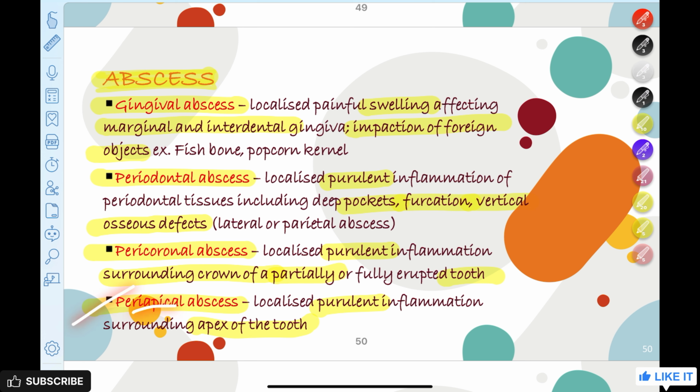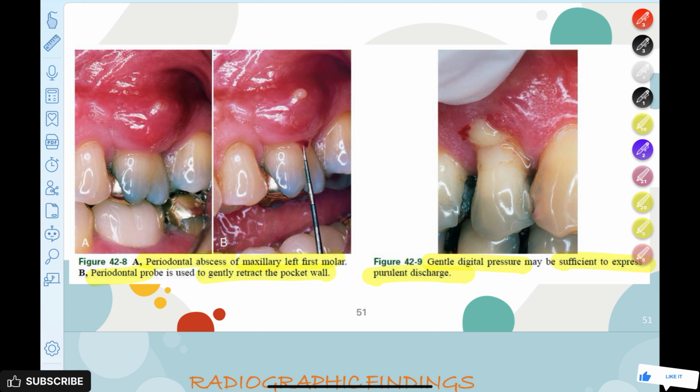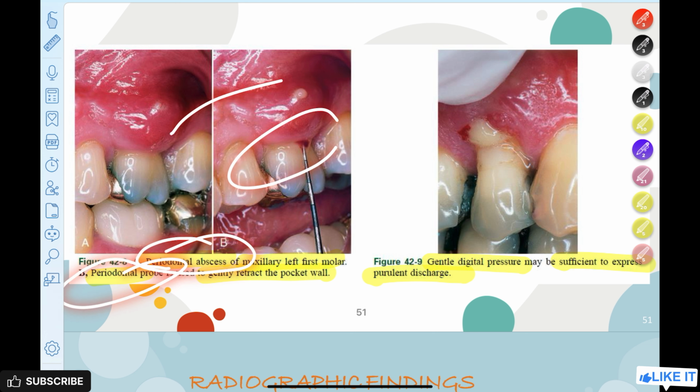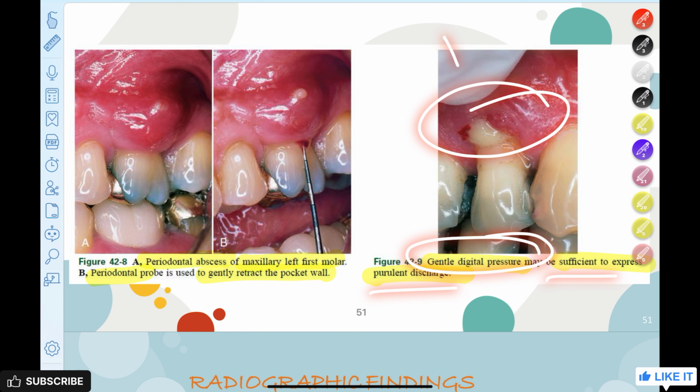Next we have periapical abscess, localized purulent inflammation surrounding the apex of the tooth. It is more commonly seen in endo. So gingival, periodontal, pericoronal and periapical. As you can see, this is the periodontal abscess. Next, we have used a periodontal probe. Gentle digital pressure may be sufficient to express the purulent discharge. You have to use the digital pressure.